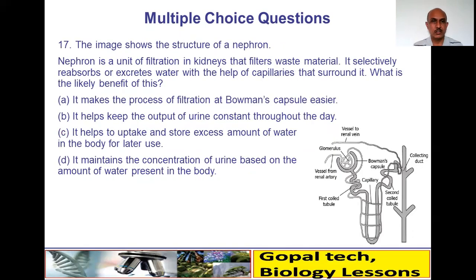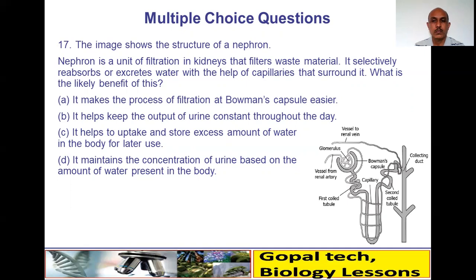Question 17. The image shows the structure of a nephron. Nephron is a unit of filtration in the kidney that filters the waste material. It selectively reabsorbs or excretes water with the help of capillaries around it. You can see the capillaries. What is the likely benefit of this? Read the options, pause the video, write the correct answer, then check it.